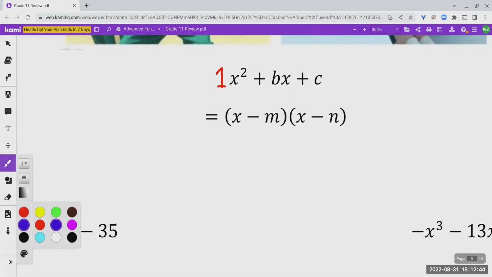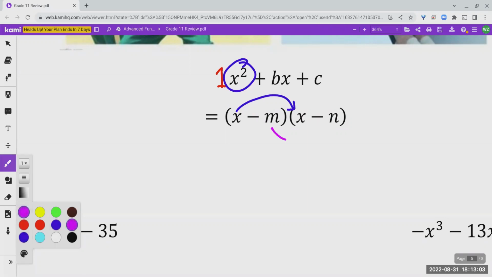X times x is x squared. So I'm going to reverse engineer the answer because I know when I expand the two brackets, I'm supposed to get the question back. So x times x is x squared. There. Must be that term.